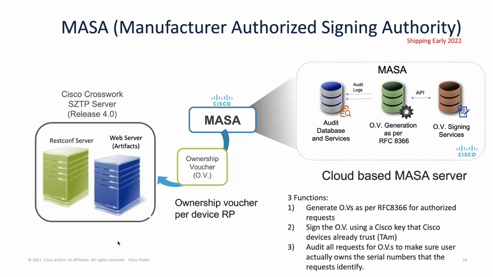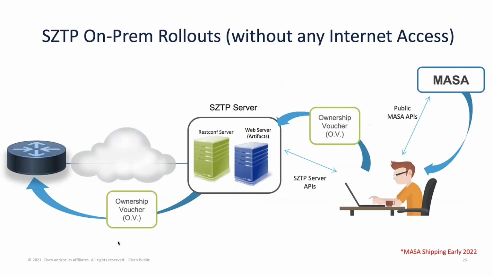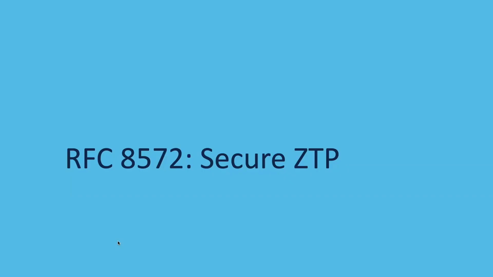And that way you have a way to create a trust chain for certificates that will be accepted by the device in the secure ZTP workflow. And of course, you can use the APIs directly to also be able to push the ZTP servers for on-prem rollout. So you don't necessarily need internet access just to get to the MASA service in all cases. So there are several automation options available here.